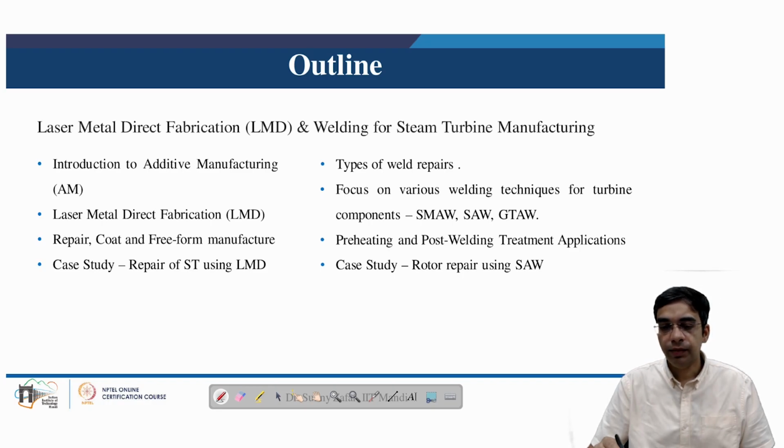In the welding part, we will look at different types of weld repairs. We will focus on some of the welding techniques used for steam turbine components, which include shielded metal arc welding, submerged arc welding, and gas tungsten arc welding. Then we will see preheating and post-weld treatment applications, and subsequently a case study where the submerged arc welding process is utilized for repairing the rotor of the steam turbine.